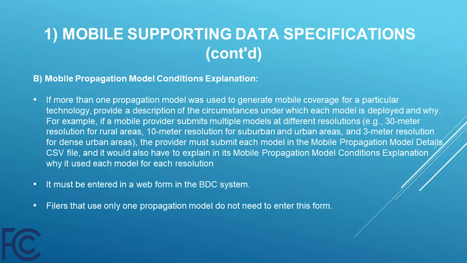For example, if a mobile provider submits multiple models at different resolutions, like 30-meter resolution for rural areas, 10-meter resolution for suburban and urban areas, and 3-meter resolution for dense urban areas, the provider must submit each model in the mobile propagation model details CSV file. And it would also have to explain in its mobile propagation model conditions explanation why it used each model for each resolution. This description must be entered in a web form in the BDC system. Filers that use only one propagation model do not need to enter this form.